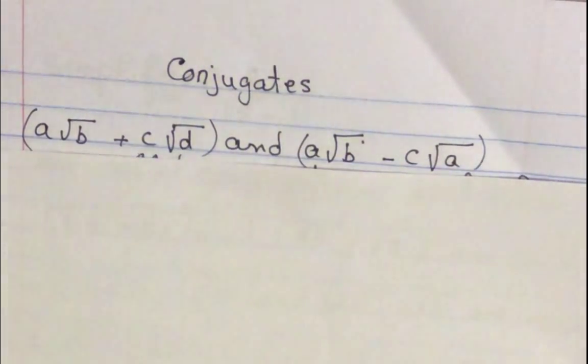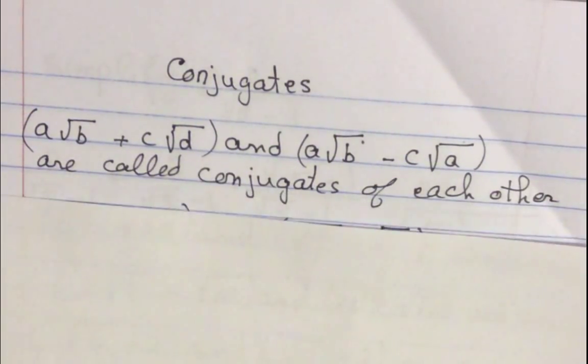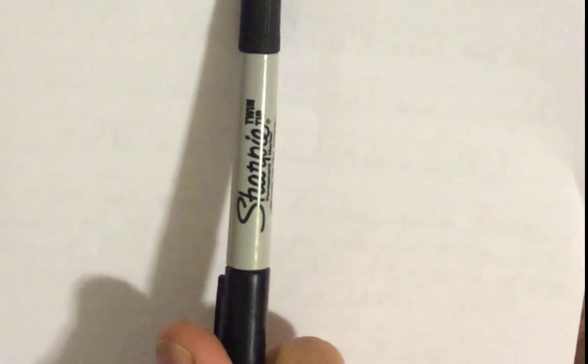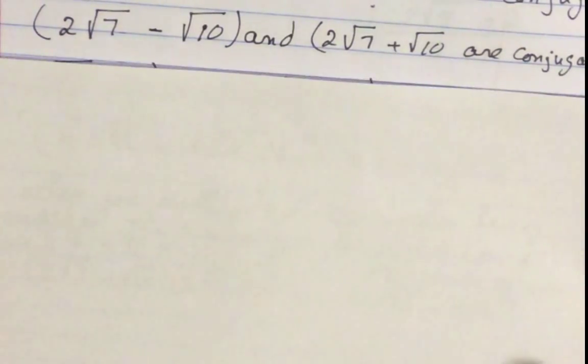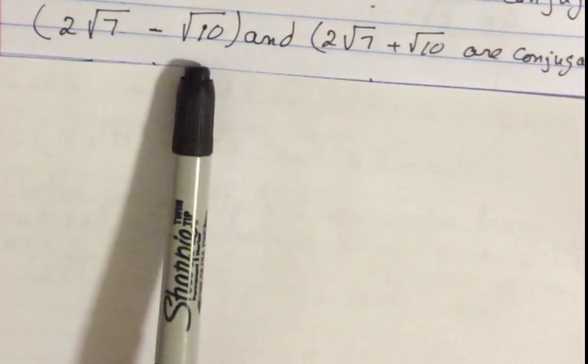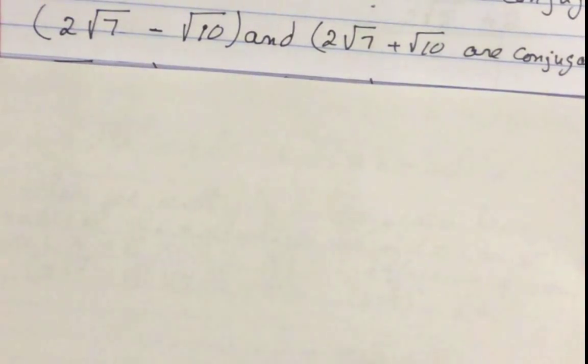And we use this idea of conjugates to get the difference of two squares, and we can rationalize the denominator in some special problems. So these two quantities are called conjugates of each other. For example, square root of 3 plus square root of 5 and square root of 3 minus square root of 5 are conjugates of each other. Also, 2 square root of 7 minus square root of 10 and 2 square root of 7 plus square root of 10, we call them conjugates of each other.